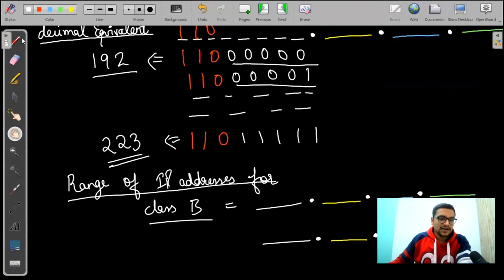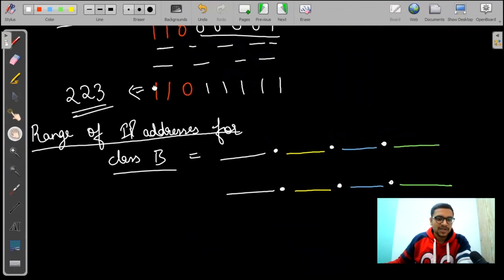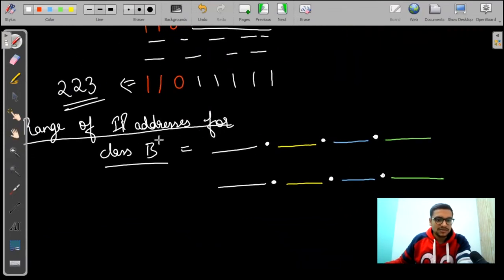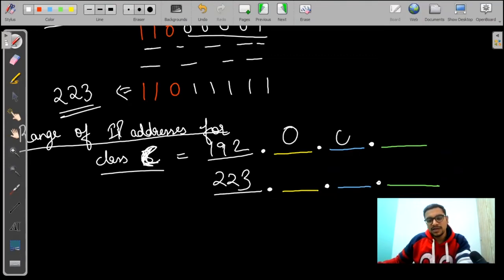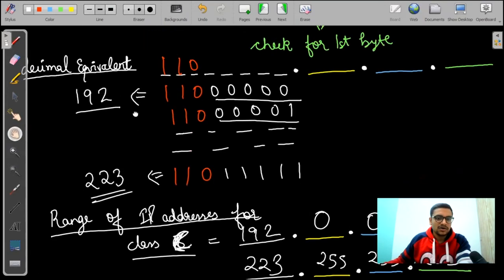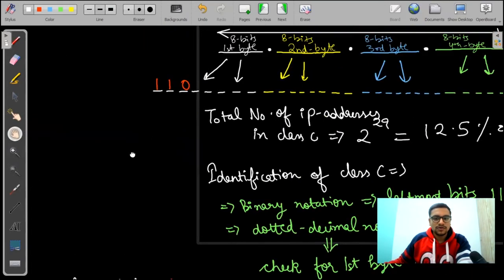So if I write the range of the IP address for class C, the range of IP addresses for class C is actually from 192 to 223. And the rest of the bytes will remain the same. It can be from 0.0.0 till 255.255.255. So I hope that was clear. Okay, now moving on. So that was all for class C.